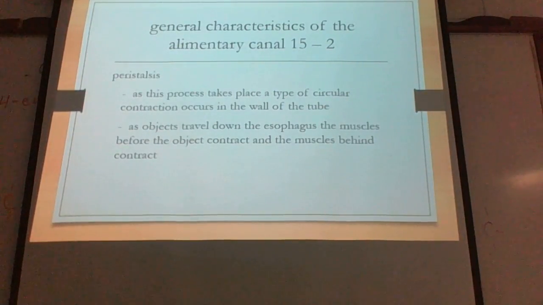Okay. So this is what we talked about earlier. It's a process of movement of food through your intestines.